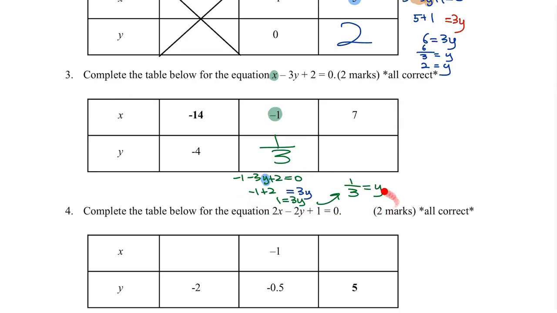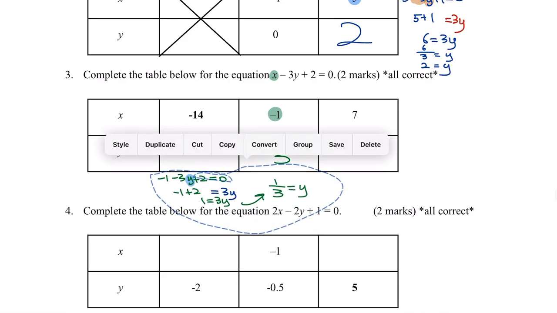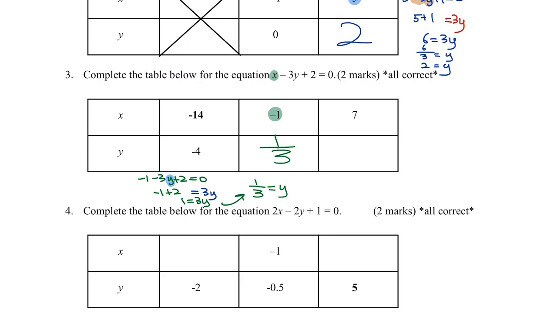You don't have to show these steps to me or the markers or anyone. This is just on your rough papers. Even if you write on the paper, it's still okay. We won't deduct mark, of course. And then next one, x is 7. So you replace the x by 7. So we do that. 7 minus 3y plus 2 equals to 0.